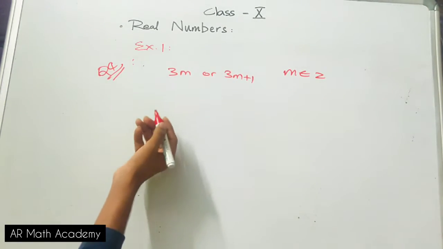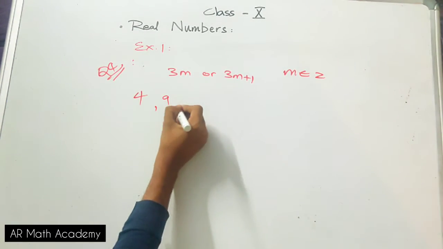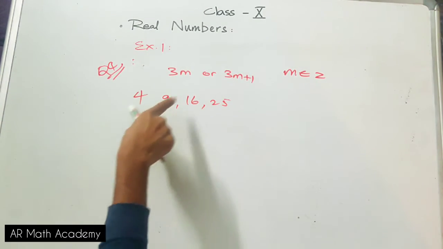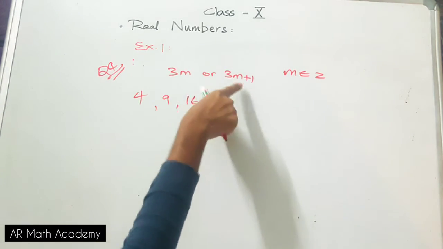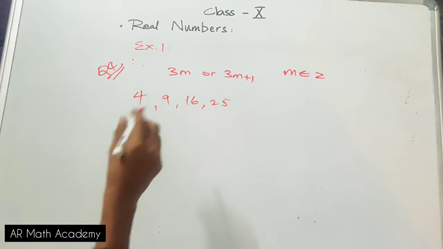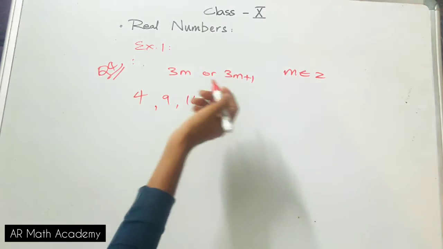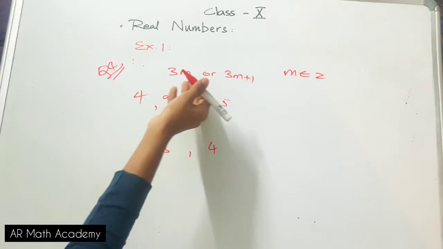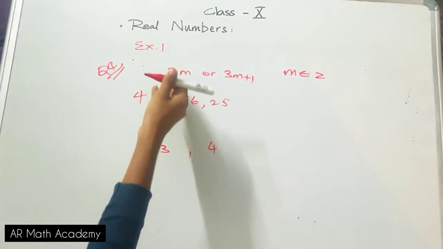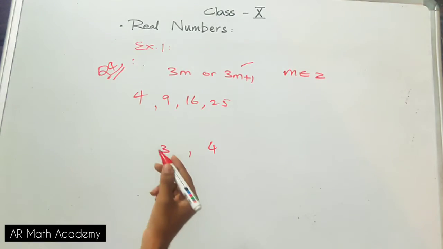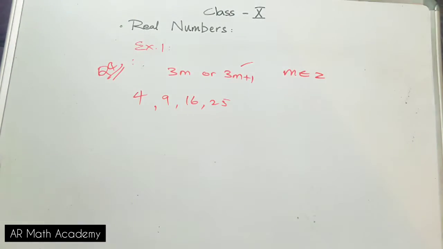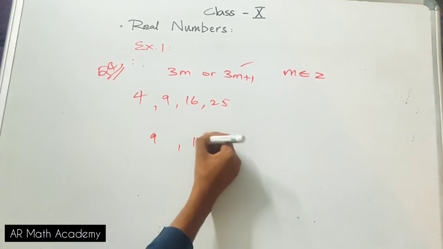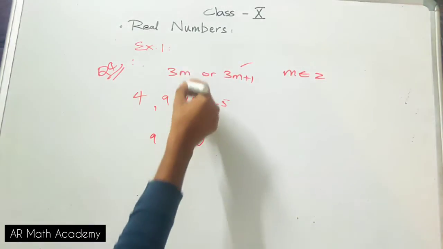Now take any square number, for example 4 or 9 or 16 or 25 or any other square number. Let us start with 4. You can represent 4 in terms of 3m or 3m plus 1. How can we represent it? Substitute m as 1 in these two equations: 3m gives you 3, and 3m plus 1 gives you 4. So you can get 4 from one of these two equations, and I am getting it from this one. Now if you have to get 9, substitute 3 in these two equations: 3 times 3 is 9, and 3 times 3 plus 1 is 10. So from these two equations, I am getting 9 from this equation.